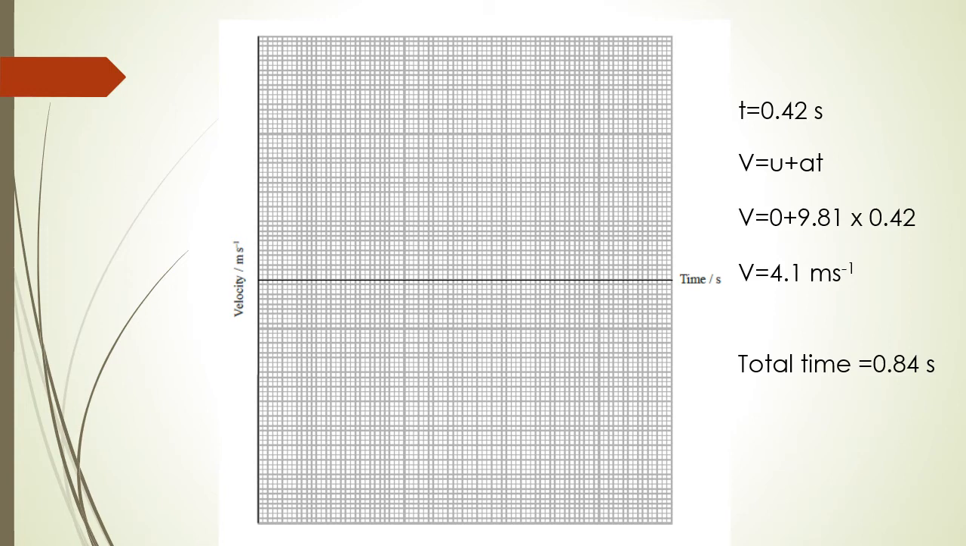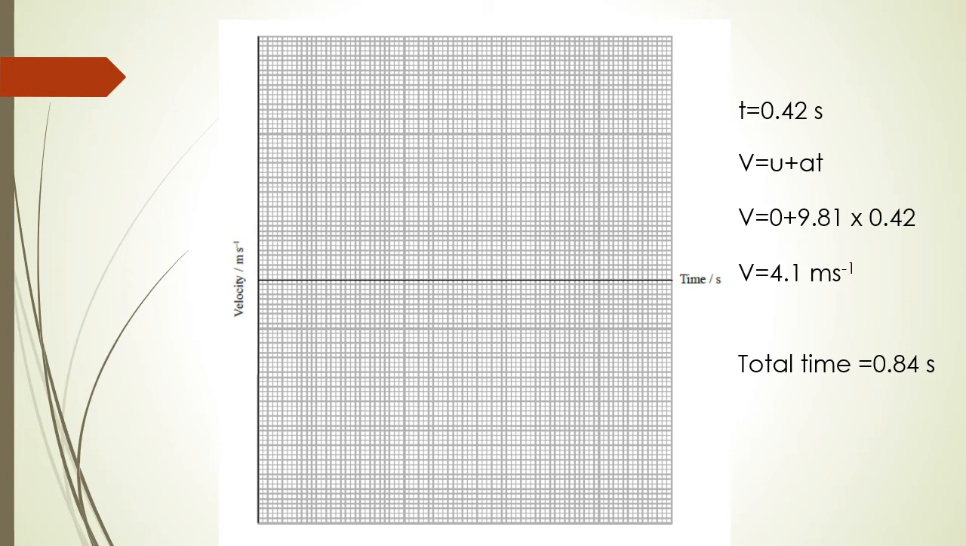In the question itself it says all the external factors are negligible. So the upward time and downward time will be equal, so the total time will be 0.84 second. Next, we got the maximum velocity and we got the total time. So next step, we have to plot the velocity axis, and we have to scale the time axis.